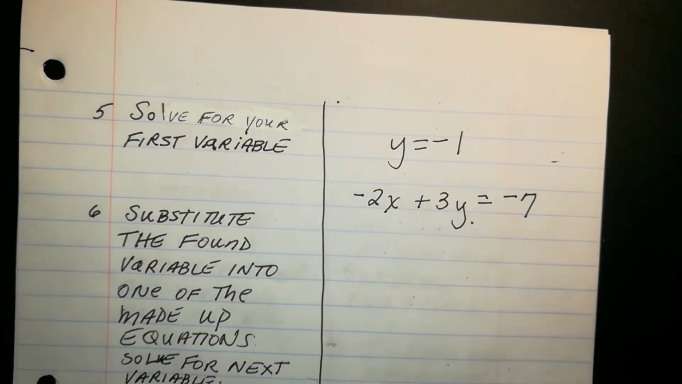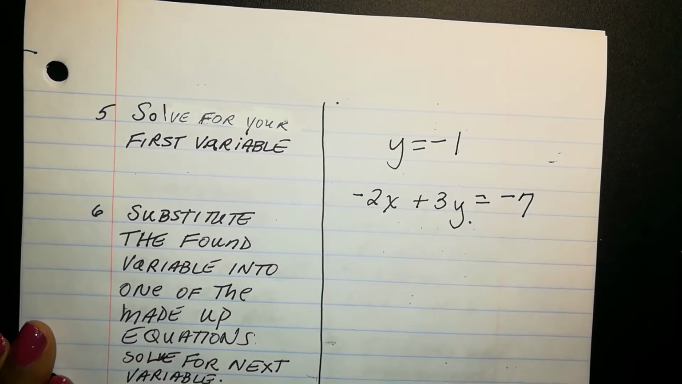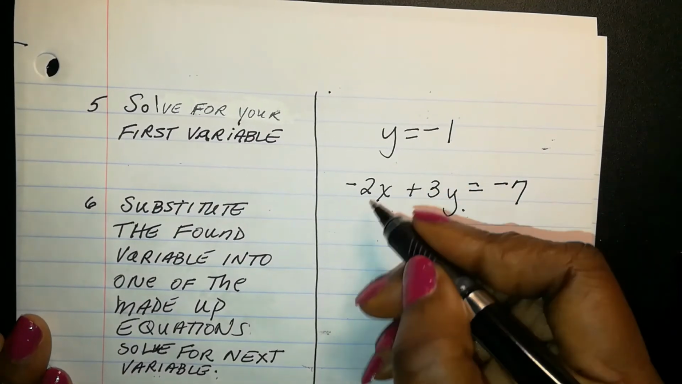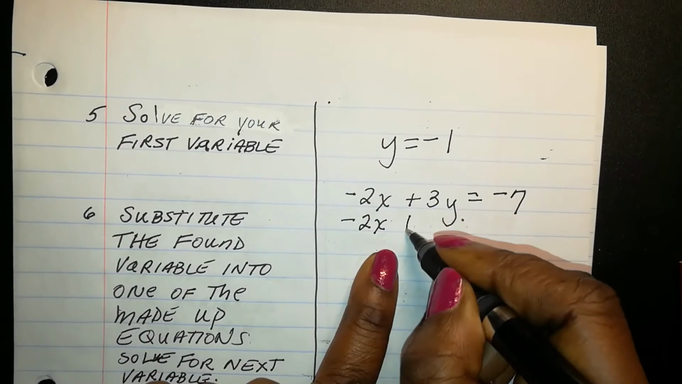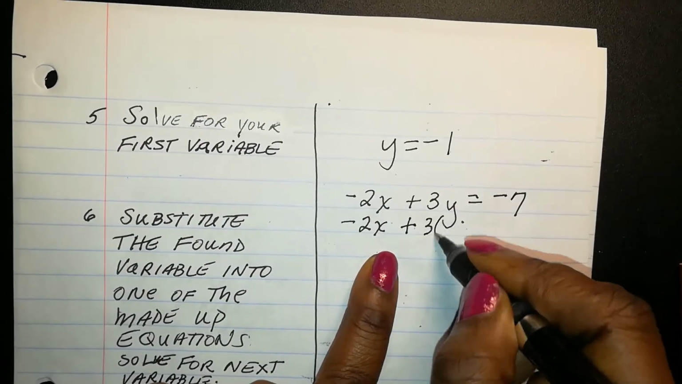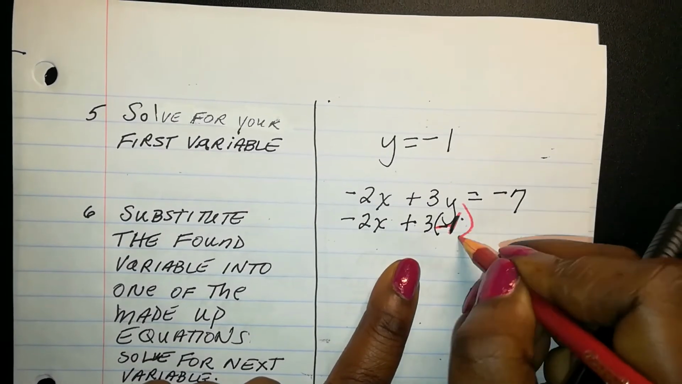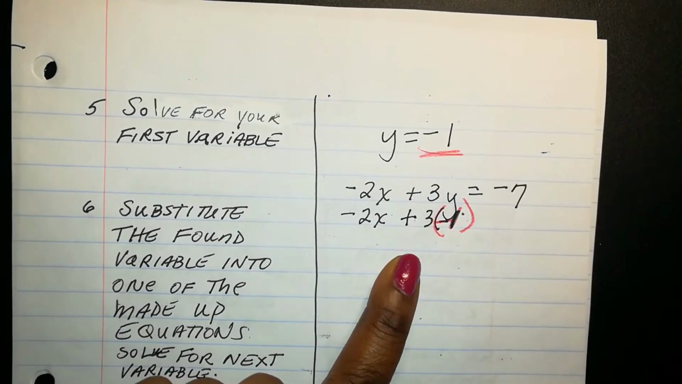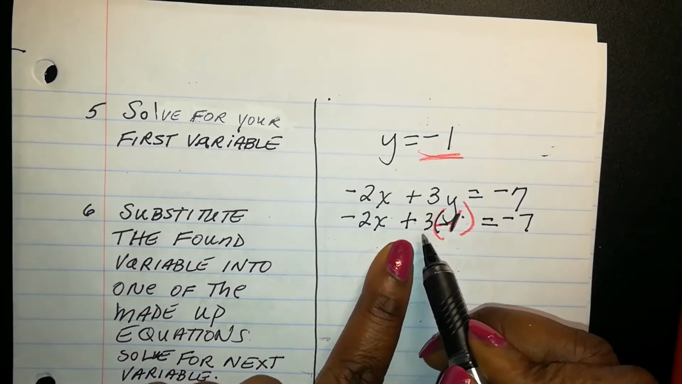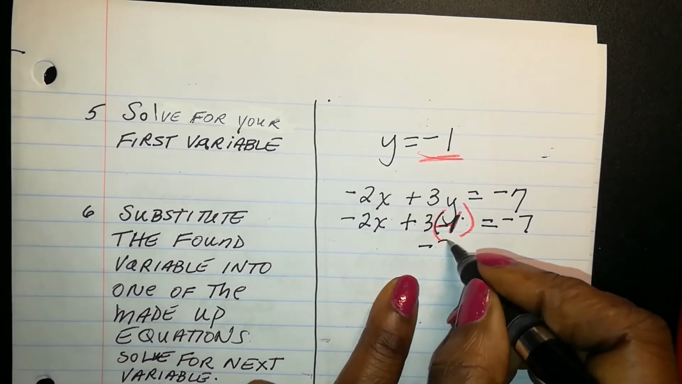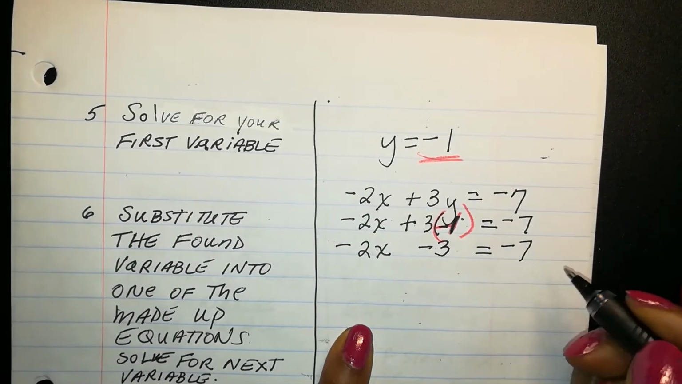All right, and I'm going to remove this paper for just a little bit. Substitute the found variable into one of the made-up equations. That's what we did. Now, here we go. -2x, we don't have the x, so we can't substitute that. 3 times -1, that's our substitution right there. We just substituted it in, equals -7. So let me ask you a question. What is 3 times -1? Isn't that a -3? And I'm going to rewrite everything so I can see what I'm doing.